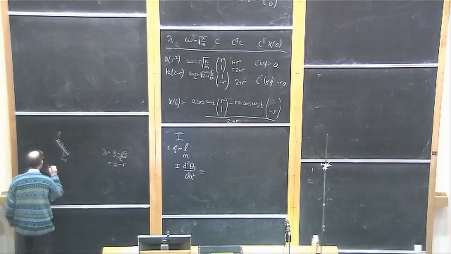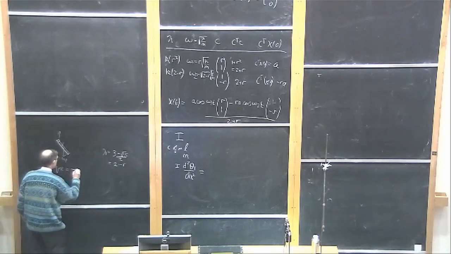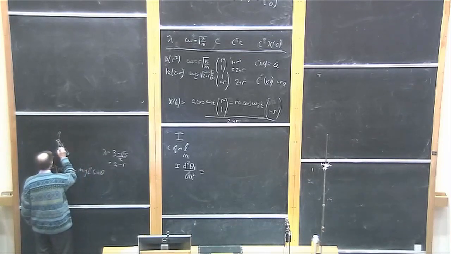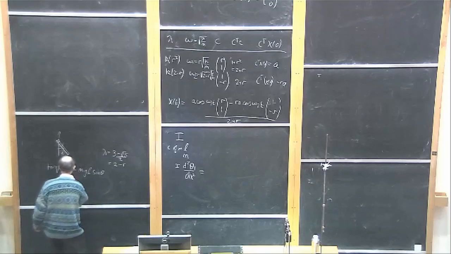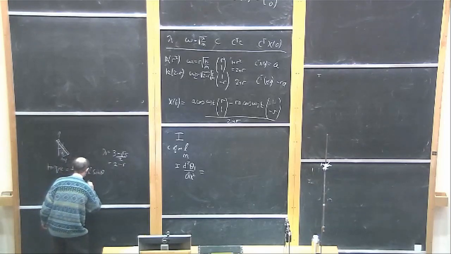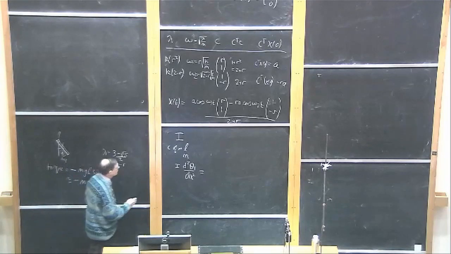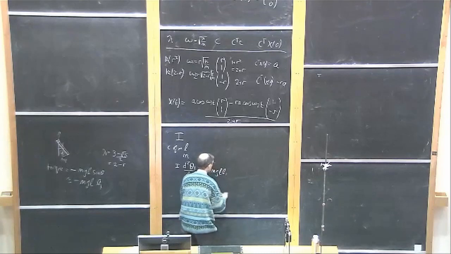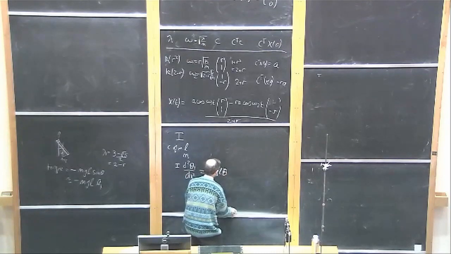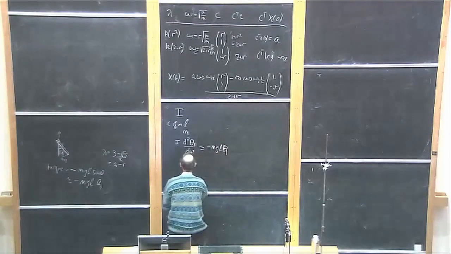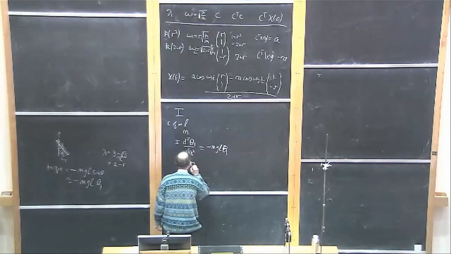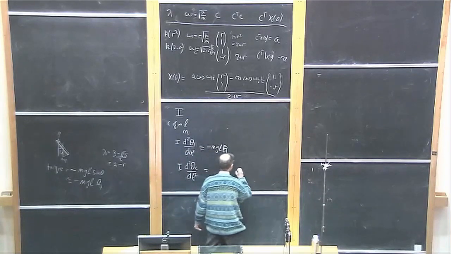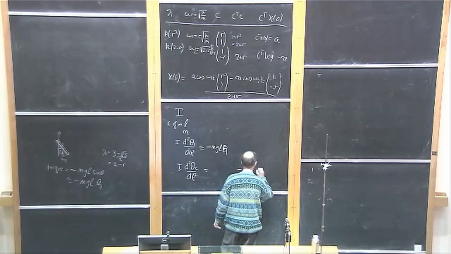So the torque is minus mg L sine theta, where that's theta 1, which I'm going to approximate in the usual way to minus mg L theta 1. And similarly, for I d2 theta 2 by dt squared, we get minus mg L theta 2.